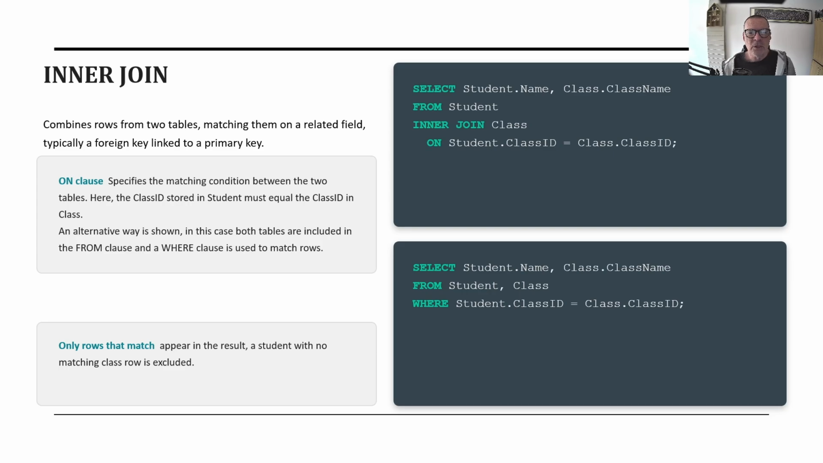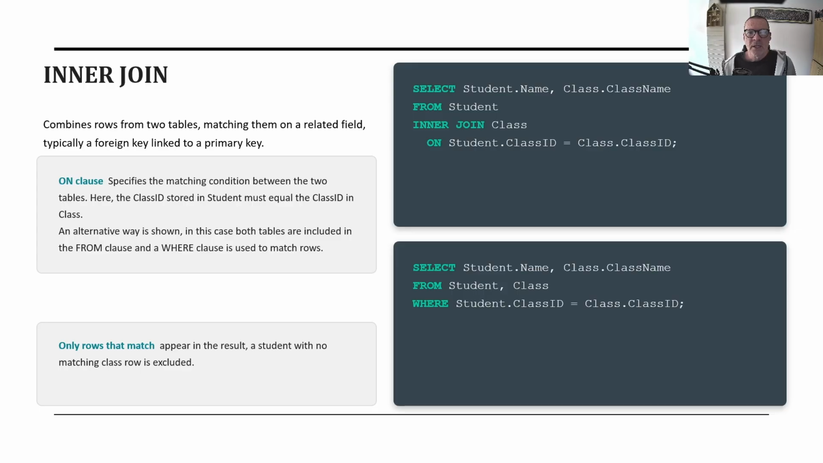Now the only join you need to know about for this course is an inner join. And what that does is combines two tables, rows from two different tables, matching them on a related field. And there's a couple of ways of doing it. So the top one, we say select the attributes you want. Now of course these could be from either table, so if there's any confusion we should use this dot notation and put the table name in front of the attribute name. So there we've got student.name and class.className. So name comes from student table, class name comes from class table.